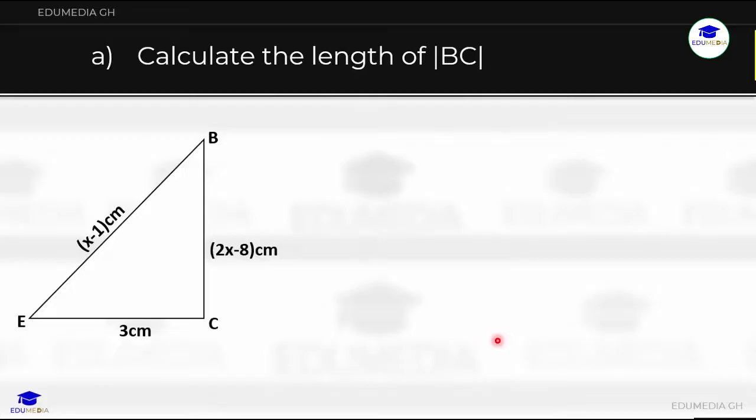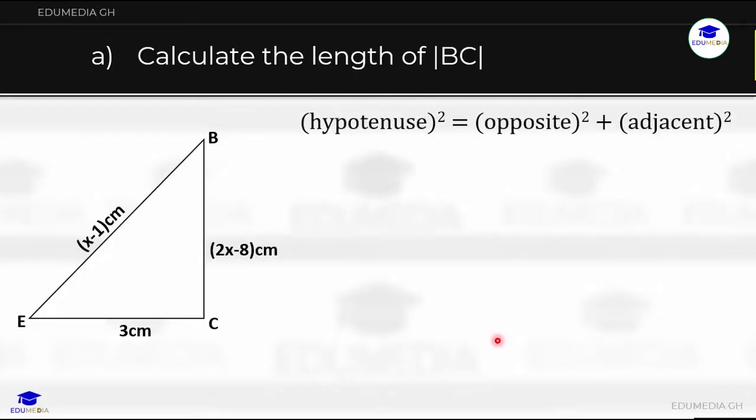For this question, we have all the sides given to us and we don't have the angle. Therefore, the best and the easiest way to go is to use the Pythagoras theorem. The theorem is that hypotenuse squared is the same as opposite squared plus adjacent squared. The hypotenuse we have in this question is BE.